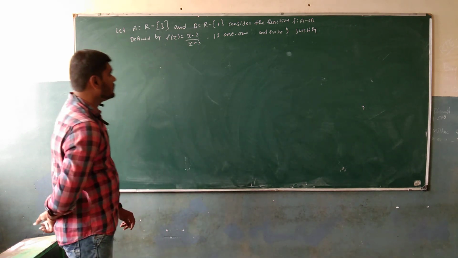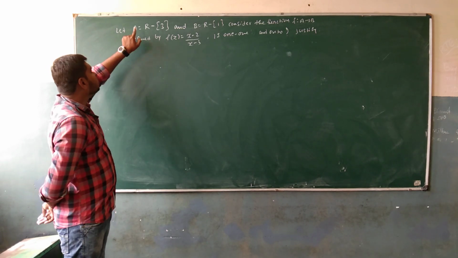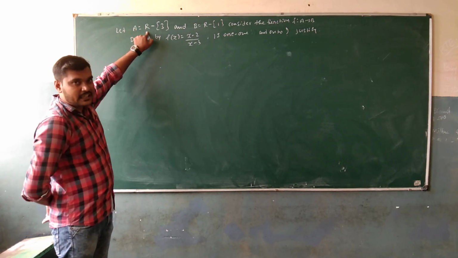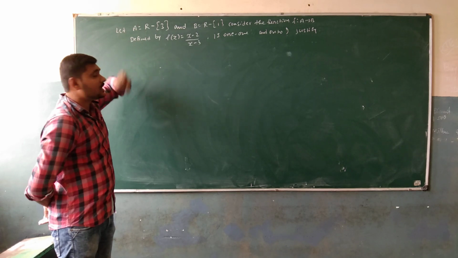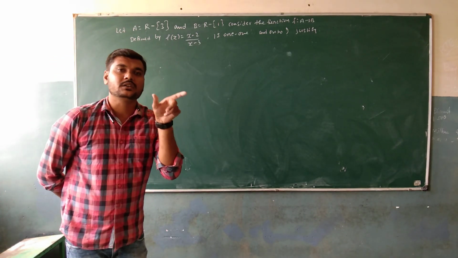So observe the question here. What is the meaning of A is equal to R minus 3? A is the set of real numbers, and in that set of real numbers, 3 is not going to be present.